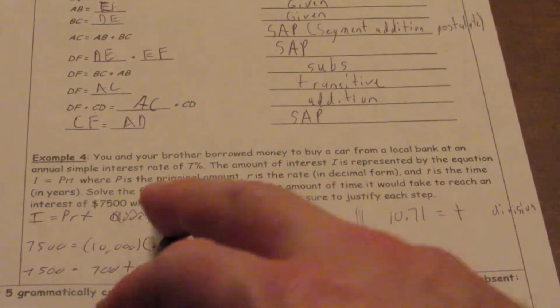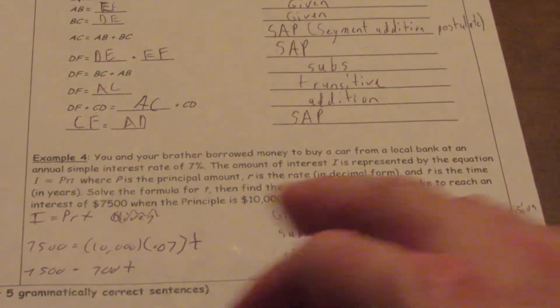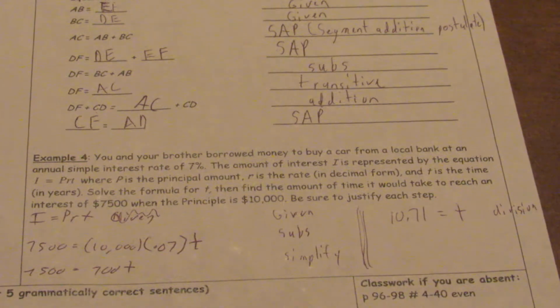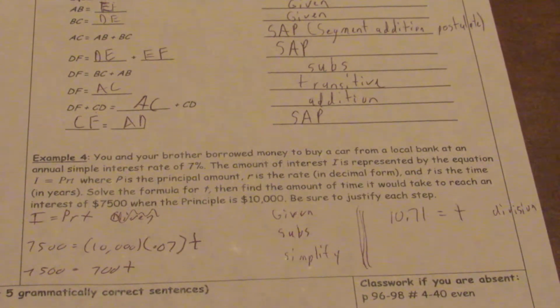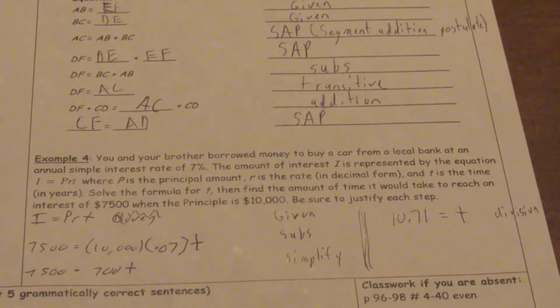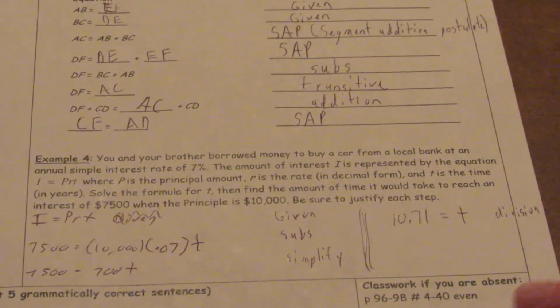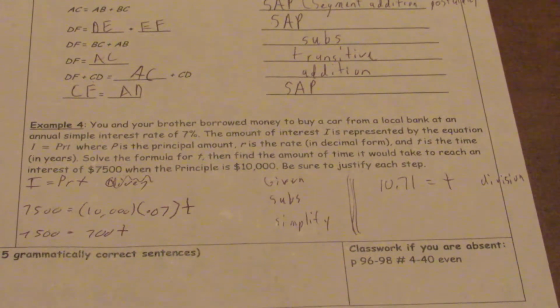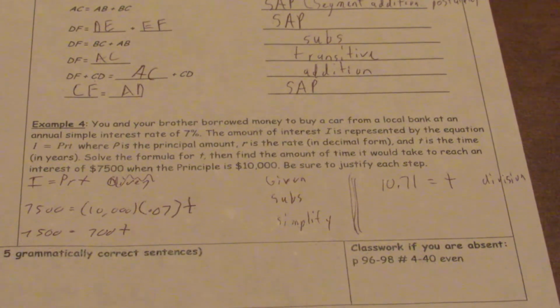And do they tell me to round the amount of time? They don't say to round it to anything, so we can just leave it as 10.71 and be good. If they said to the nearest year, you'd want to go to 11 years. They don't tell us that, so we're good with 10.71. And that is our introduction to proofs with algebraic reasoning.